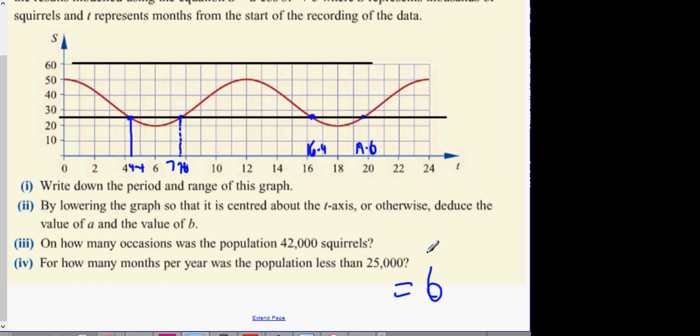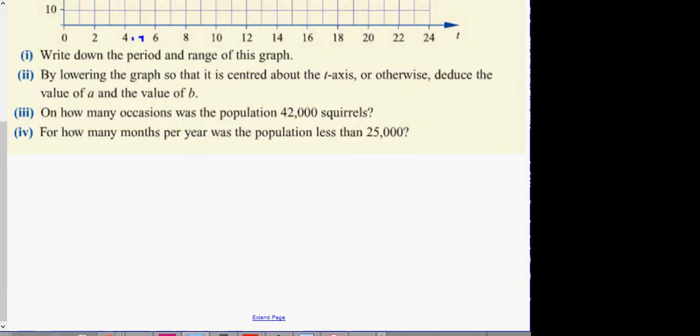Okay, so it'd be roughly 6 months, alright? I disagree with the answer in the back of the book. Now guys, there's another way of doing this. Do you want the other way of doing it? Yeah. Okay. The other way of doing it is purely by maths.